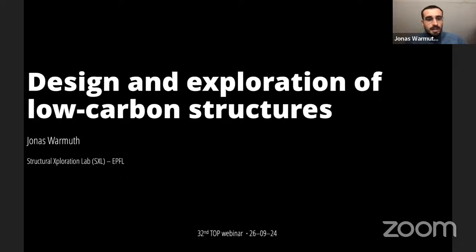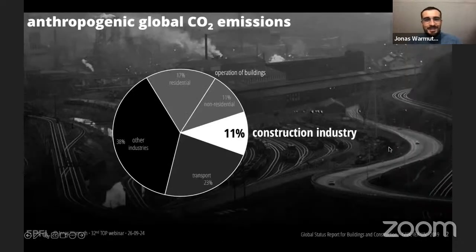As you said, I'm from the EPFL and I'm a PhD student there at the Structural Exploration Lab. In my presentation, I would like to speak a bit about designing and exploring low carbon structures. Why low carbon structures and not low cost or low weight? Well, the answer, you gave it already, Helen, is because of the construction sector and its environmental impact.